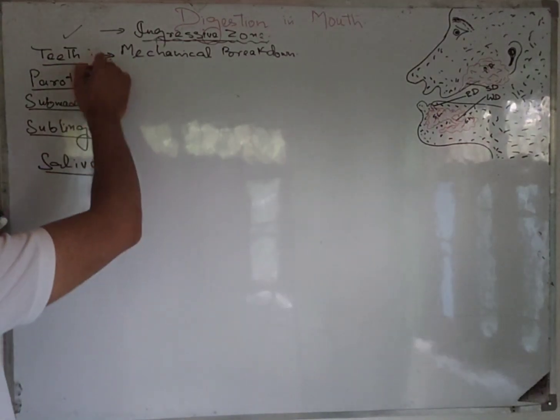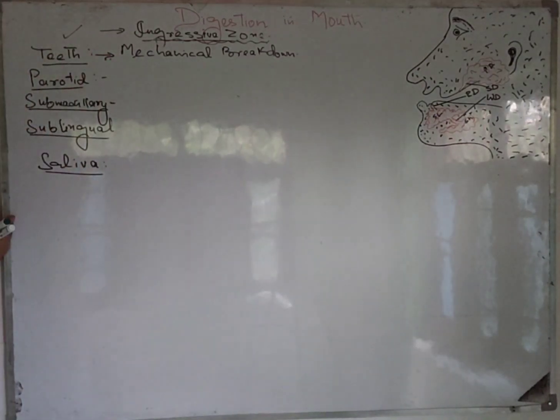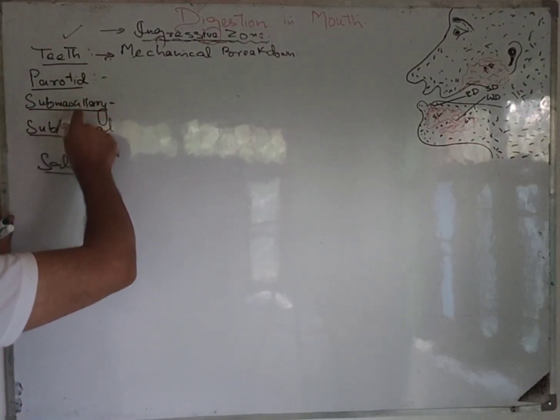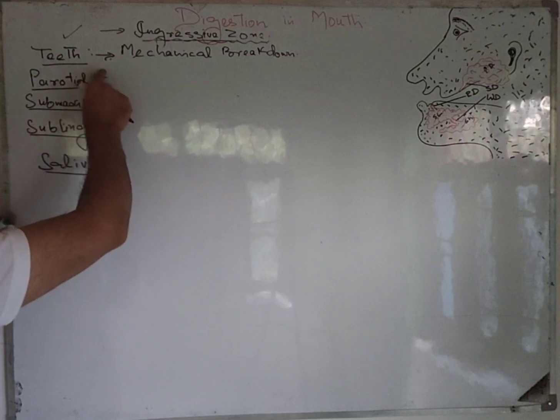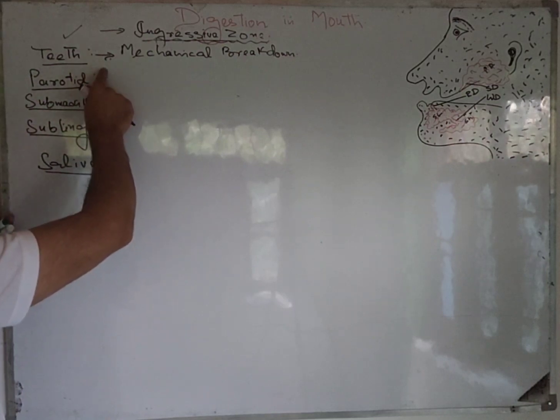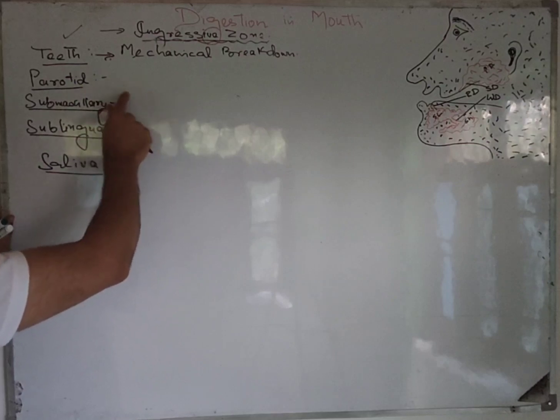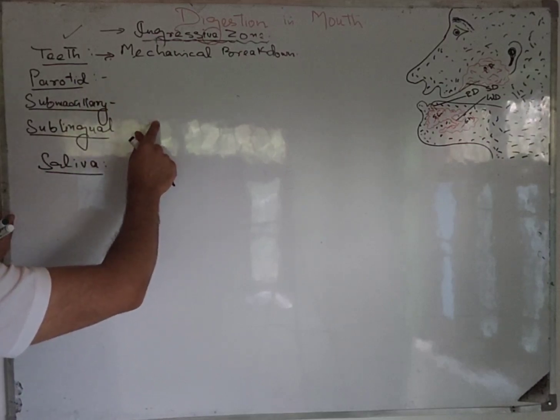There comes the role of the different types of salivary glands. We have the parotid gland, the submaxillary gland, and the sublingual gland. Each incorporates its secretion through which duct? Through Stenson's duct, through Wharton's duct, and through the ducts of Rivinus.